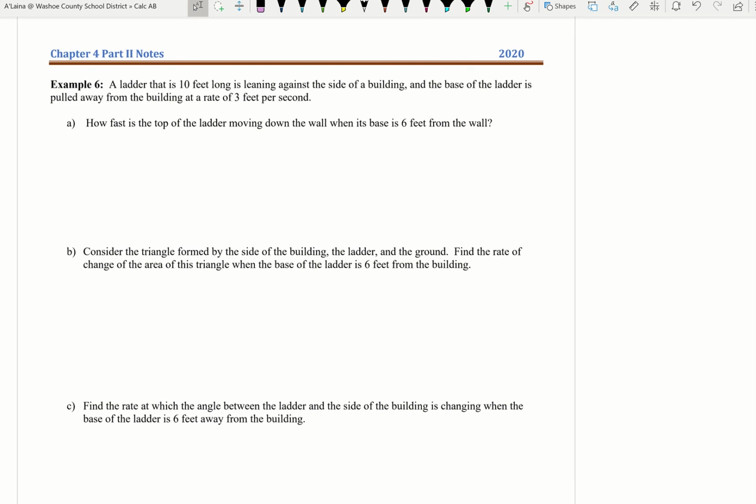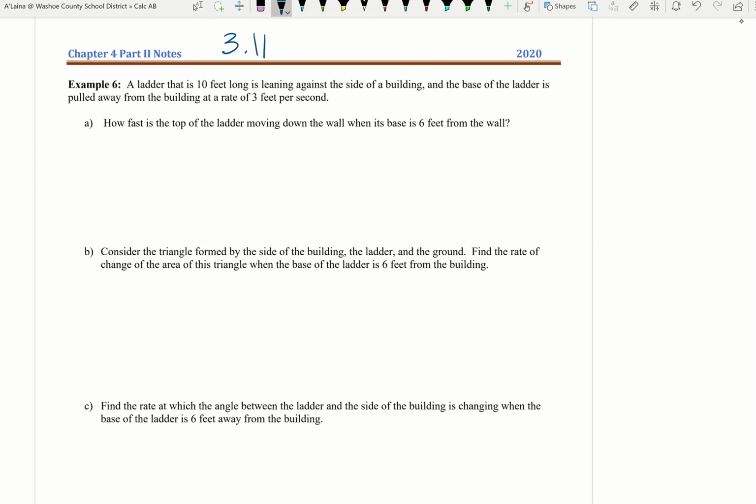Okay, so we're continuing on with the 3.11 notes. And so we are looking at example 6. A ladder that is 10 feet long is leaning against the side of a building, and the base of the ladder is pulled away from the building at a rate of 3 feet per second.